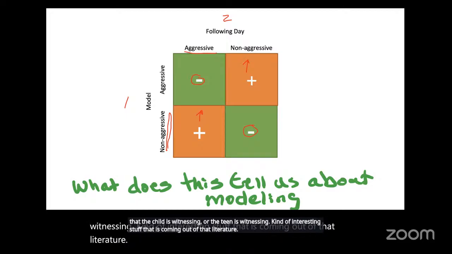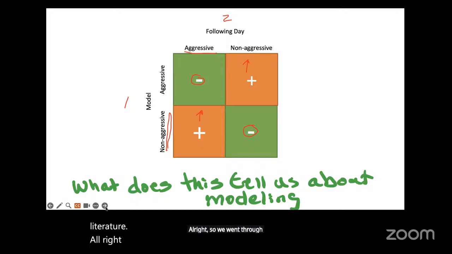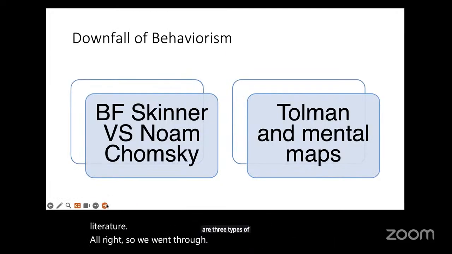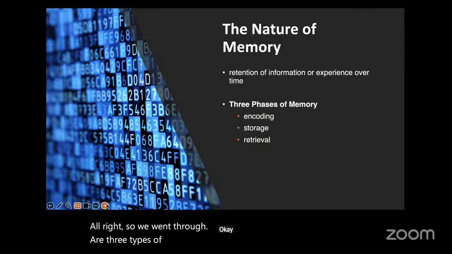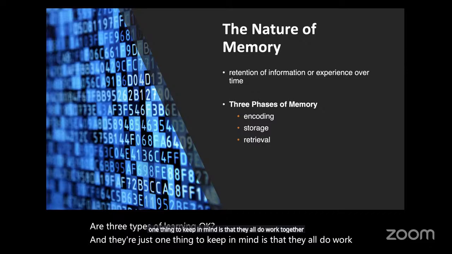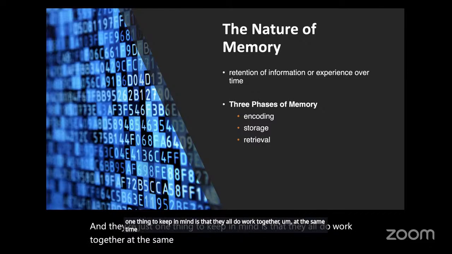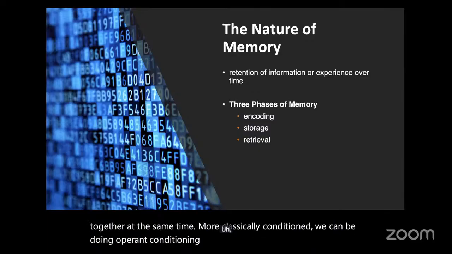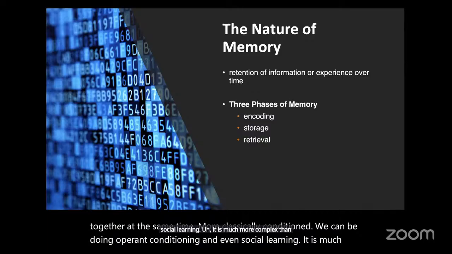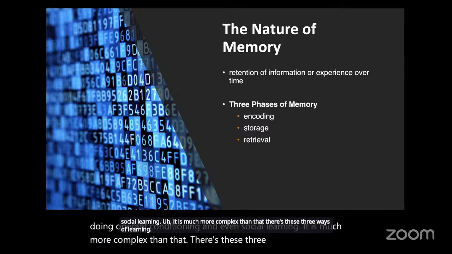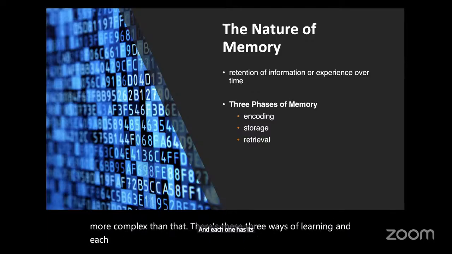All right, so we went through our three types of learning. One thing to keep in mind is that they all do work together. At the same time, we're classically conditioned, we can be doing operant conditioning and even social learning. It is much more complex than that. There are these three ways of learning, and each one has its separate thing.